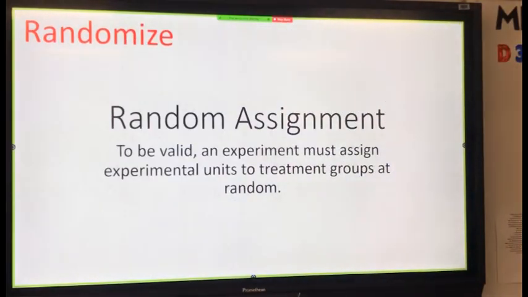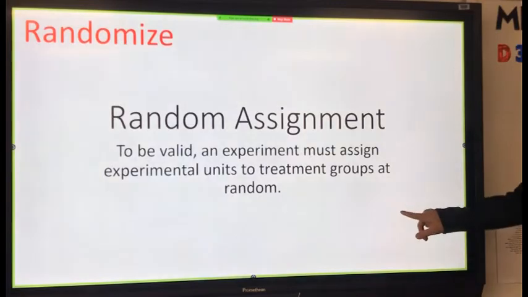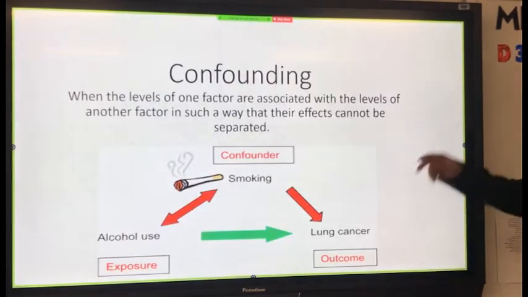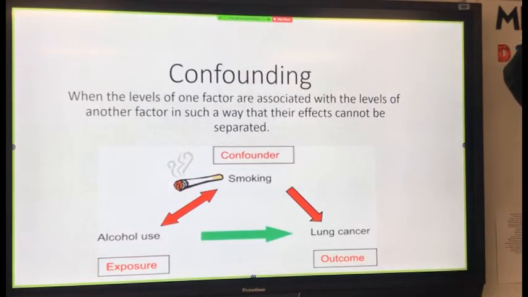Randomize. Random assignment. To be valid, an experiment must assign experimental units to treatment groups at random. Kind of speaks for itself. We talked about more of that when we talked about sampling.